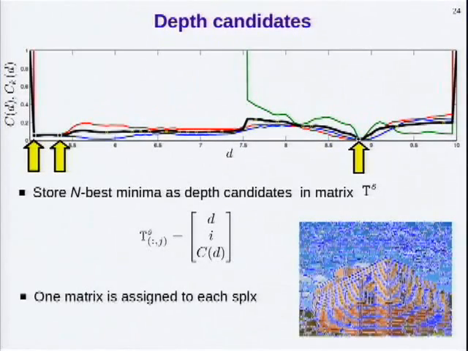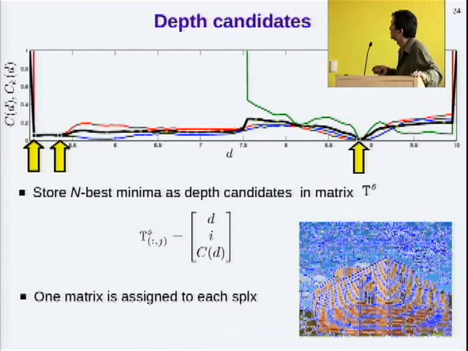As I said, for each superpixel we have this pre-computed matrix, with as many columns as there are depth candidates. So if we have 3 normals, let's say, and we take the 3 best minima along the depth, then we will have a matrix with 9 columns. The first number is the depth where this candidate occurred. The second number is the index of the normal where it happened, and the last number is the height of the minimum.